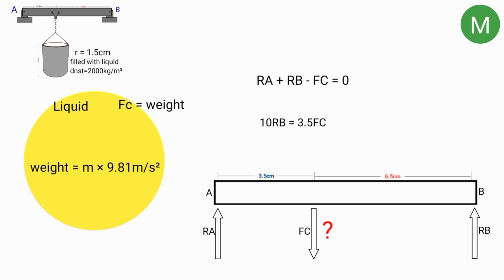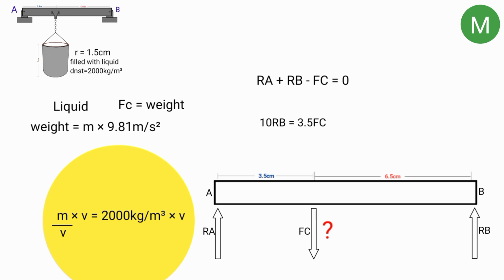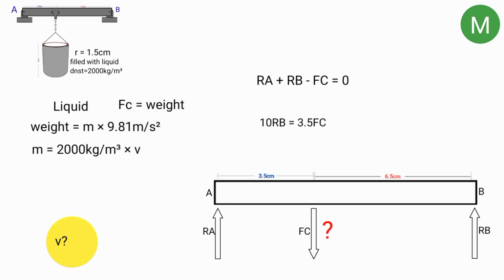But what is the mass? We don't know. Though here we are given the density of the liquid to be 2000 kg per meter cubed. The formula for finding density of liquid is mass over volume. Equating it to 2000 kg per meter cubed, mass over volume equals 2000 kg per meter cubed. Making m the subject of the formula, we multiply both sides by v. So m over v times v equals 2000 kg per meter cubed times v. Here, v cancels v.